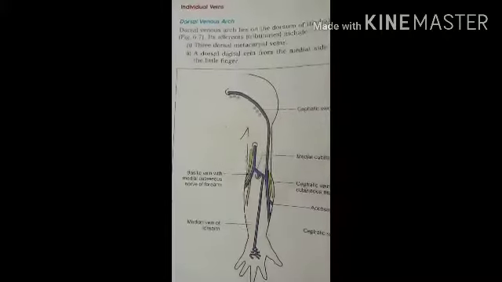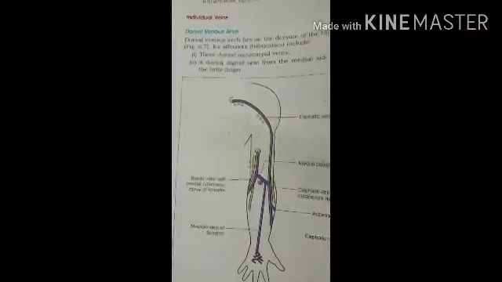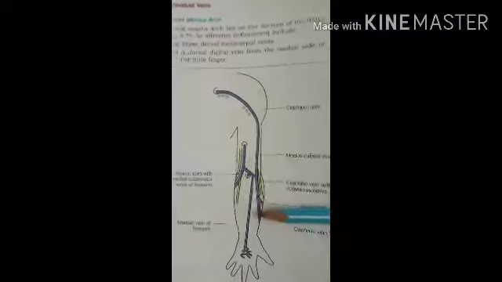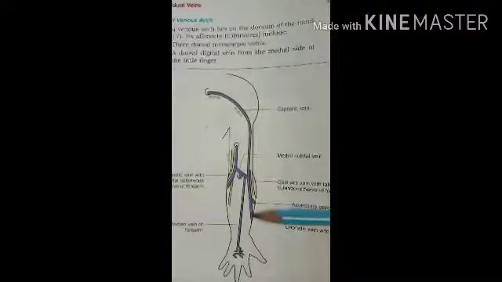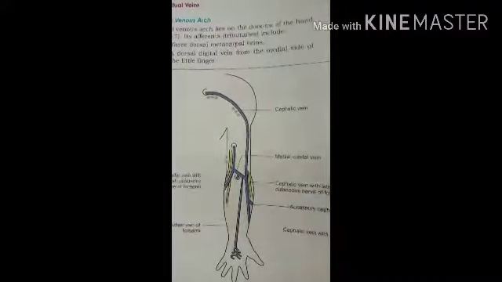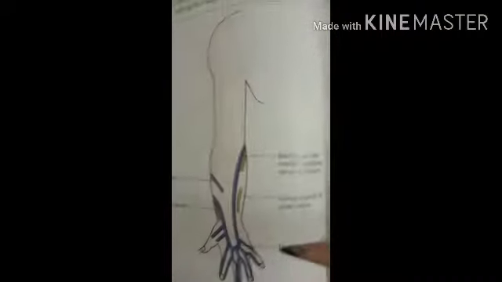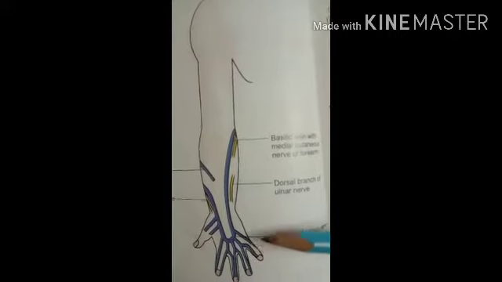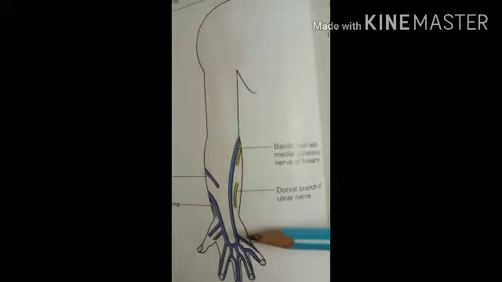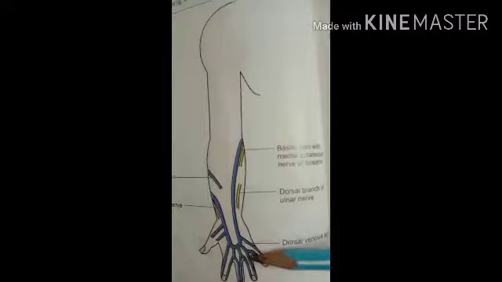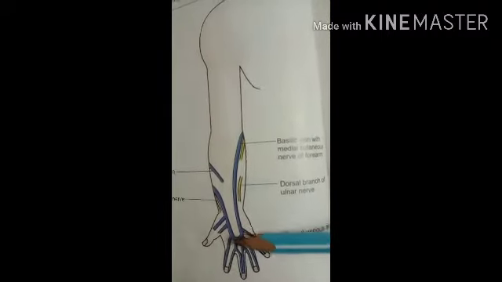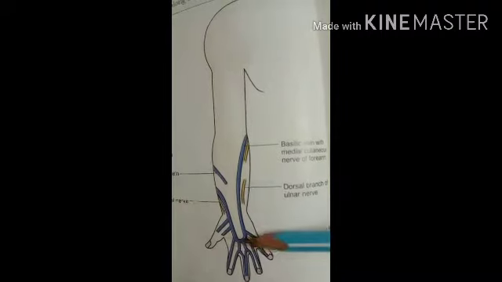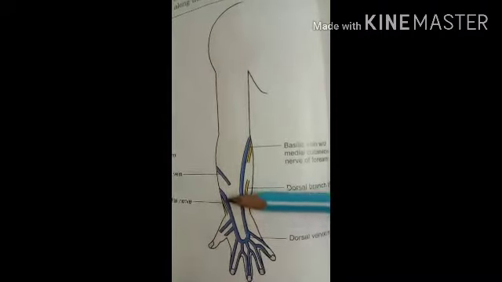Let's start first with the superficial vein, that is the cephalic vein. Here you can see the cephalic vein. Now the starting of the cephalic vein. In this diagram you can see the starting. It is the vein which begins as the continuation of the lateral end of the dorsal venous arch.